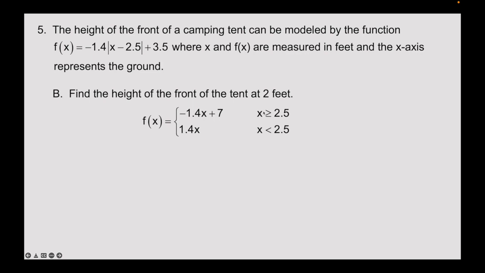So this is saying that x is greater than or equal to 2.5. So this would be like the right side of this function, and then this one is the left side of the function. So as long as we realize that 2 is smaller than 2.5, we would realize that we need to plug it in here. So if I do 1.4 times 2, we're going to get 2.8 feet. Try C.